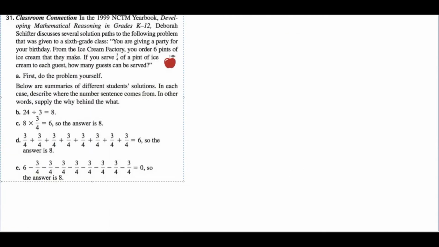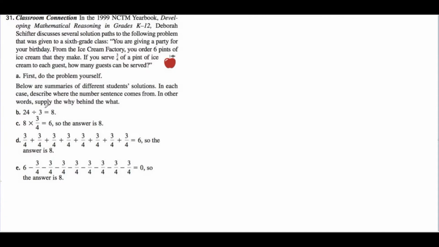The next problem has to do with a word problem and students' answers to these. From the ice cream factory, you order 6 pints of ice cream. If you serve 3/4 of a pint of ice cream to each guest, how many guests can be served? And you've got different ways that people will handle that.